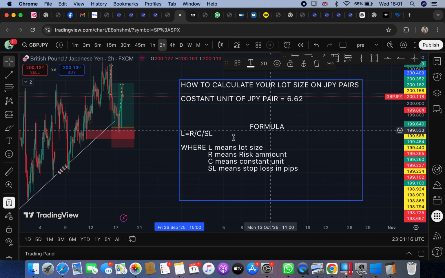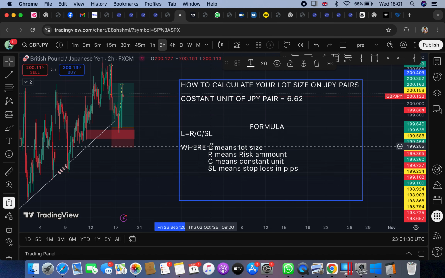Now this is the formula: L equals R divided by C divided by SL. L is the lot size. R is the risk amount, the amount you want to risk in the market, whether $50, $30, $20, whatever you want to risk. C is the constant unit, which is 6.62.